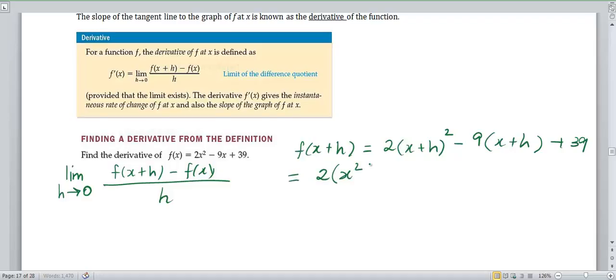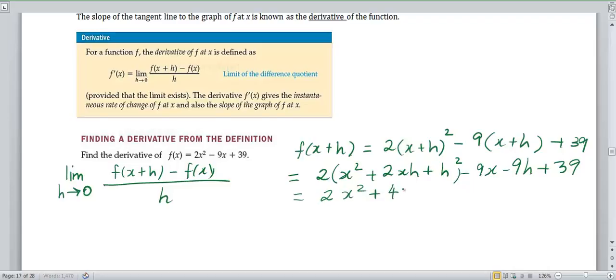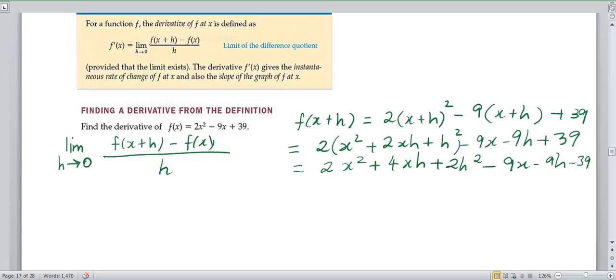So this is 2 times x plus h squared, which is x squared plus 2xh plus h squared. And then you multiply the 2, so we get, let's just close this off, minus 9x minus 9h plus 39. And then we can distribute this: 2x squared plus 4xh plus 2h squared minus 9x minus 9h plus 39. Okay? So that is only f of x plus h.